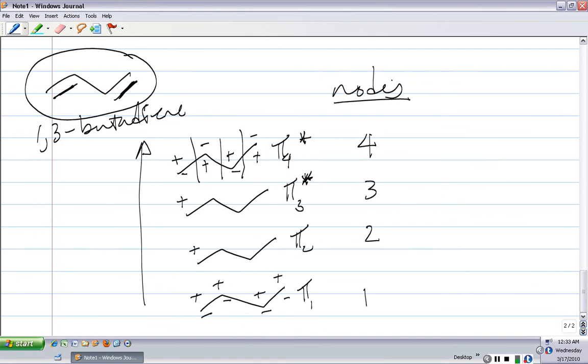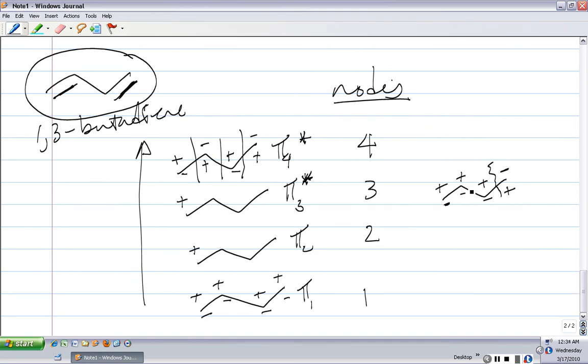I can do this in a couple of ways. Right, so I'm going to go to the side and work on pi 2. I can get 2 nodes, and of course there's 1 node in the molecular plane. So I can either say, well, I can have plus, plus, plus, and then a minus here. Right, that's a possibility. So I'm going to have my node here. So that completes my 2 nodes.